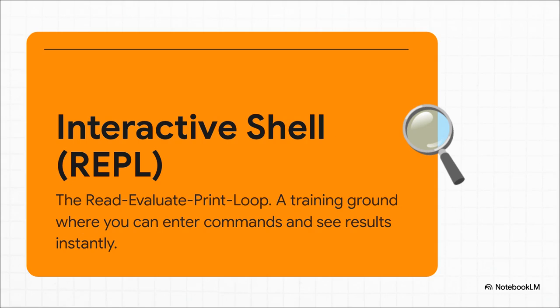Now, this training ground has a technical name, a REPL. That stands for Read, Evaluate, Print Loop. And it's this really simple but super powerful cycle. It reads your command, it evaluates what you typed, it prints the result right back to you, and then it loops around, ready for your next command. That immediate feedback is what makes it the perfect place to experiment without worrying about breaking anything.